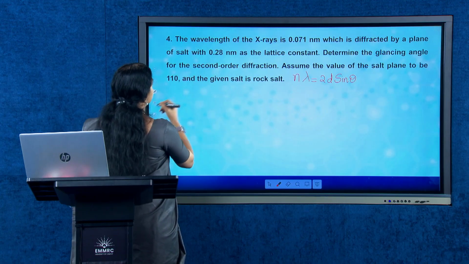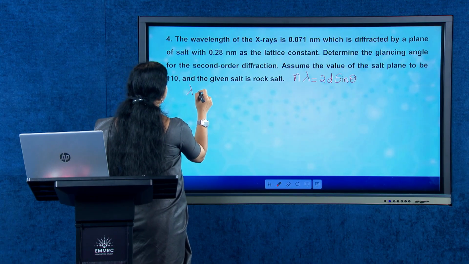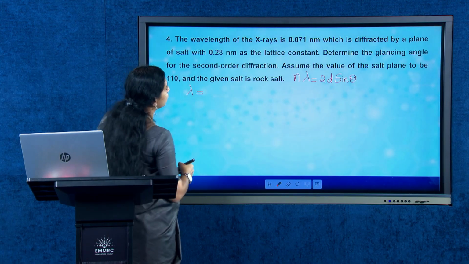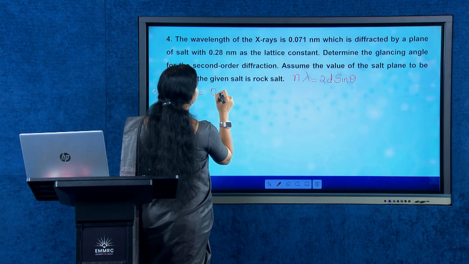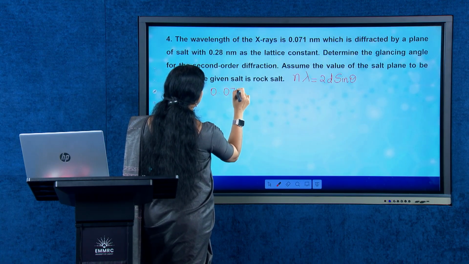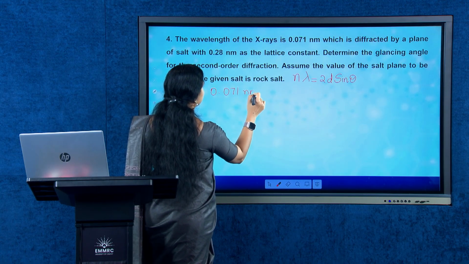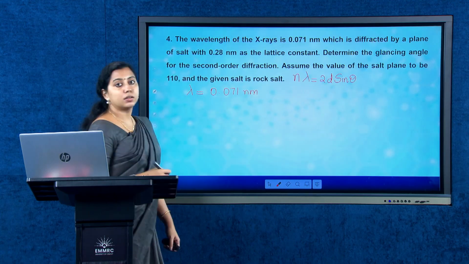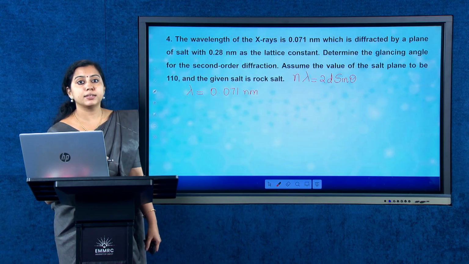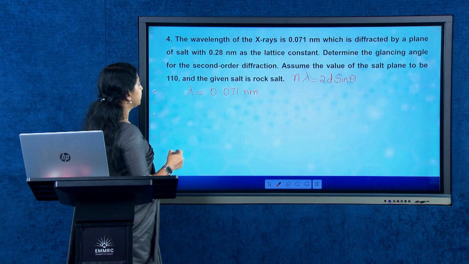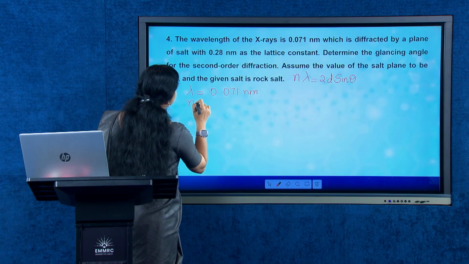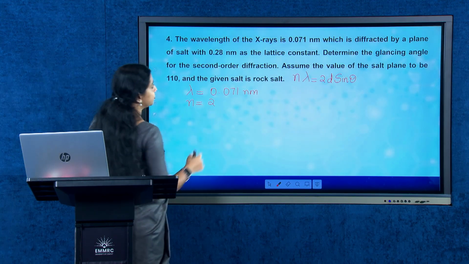The wavelength of the X-rays is given. So, lambda is equal to 0.071 nanometer. The diffraction order is given as second order diffraction. So, the value of n is equal to 2.